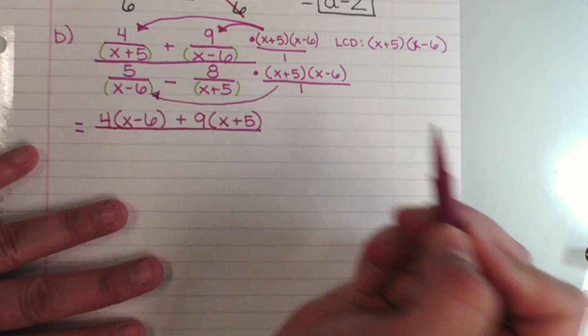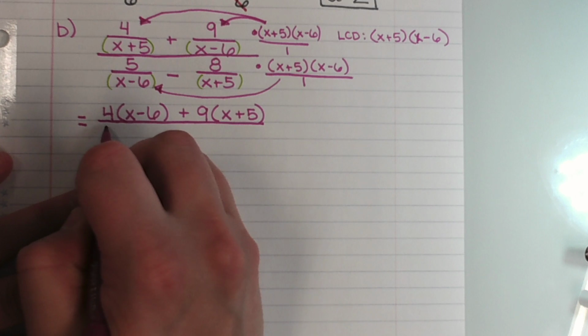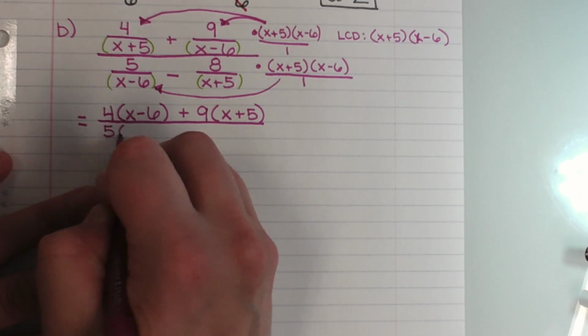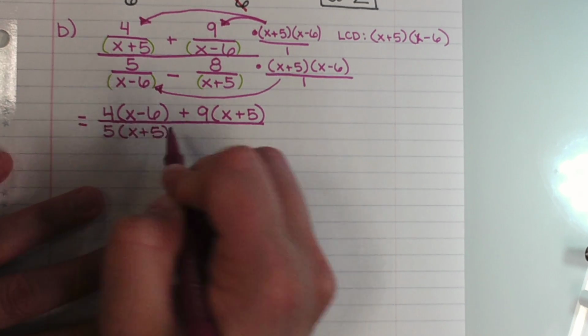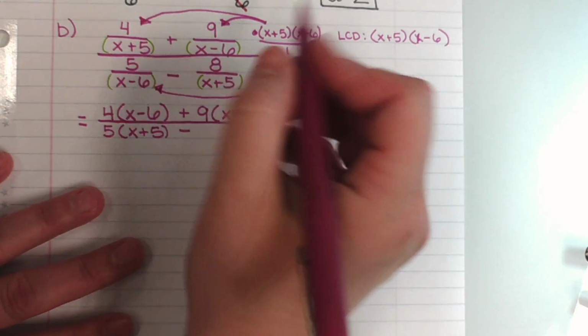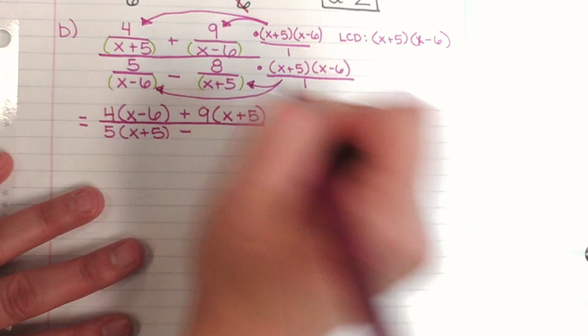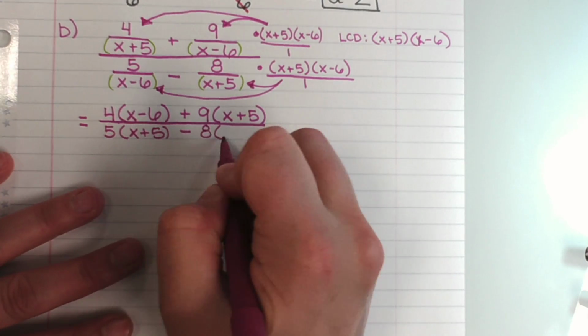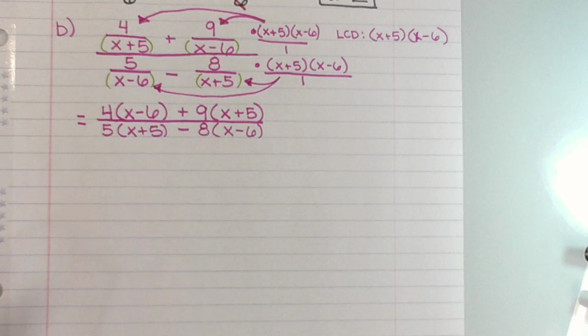Denominator. Multiplying here, I'm left with 5 and x plus 5. Don't forget what's between them. Last multiplication. 8 and x minus 6.